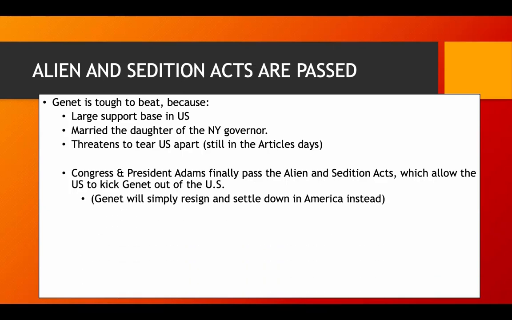So that's what's going to happen as a result of the United States pulling itself together, saying, no, we cannot join in the French Revolution, and passing the Alien and Sedition Acts.